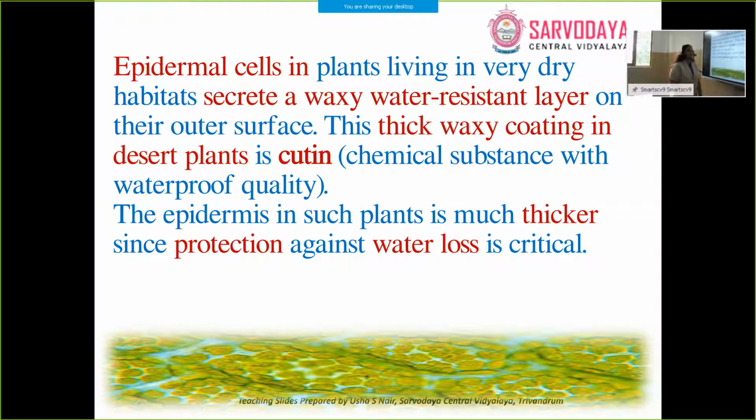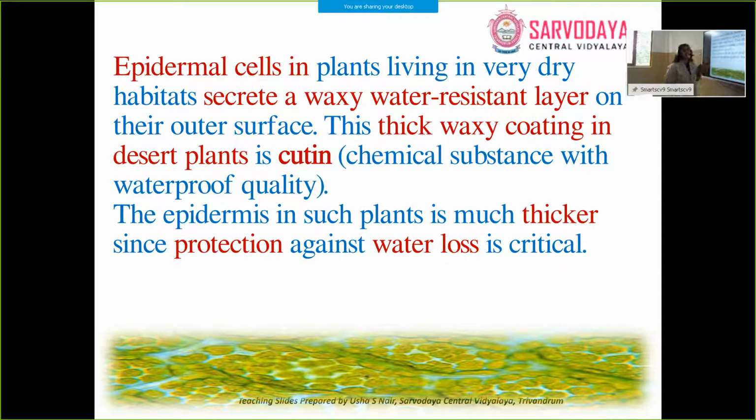Now, epidermis and epidermal cells, for example, in plants living in dry habitats. Which plant comes into your mind when it's a dry habitat? Cactus, with spines. What happens to the epidermal cells in such plants? You know that in dry conditions like deserts, water is a problem. Whatever water they have, the plants have to store it. They cannot lose water unnecessarily. They have to prevent water loss.